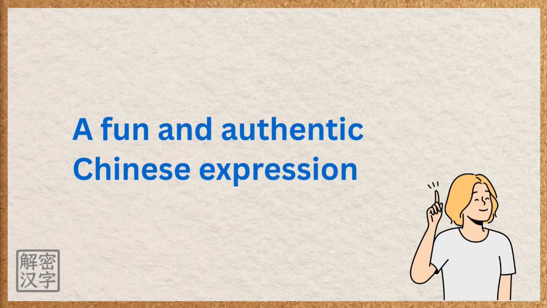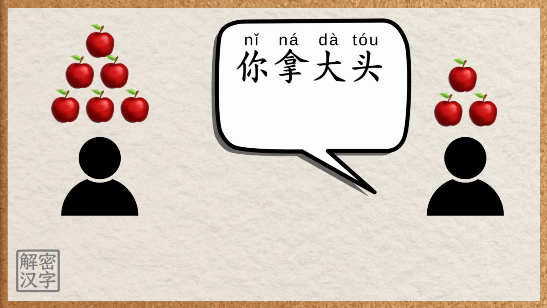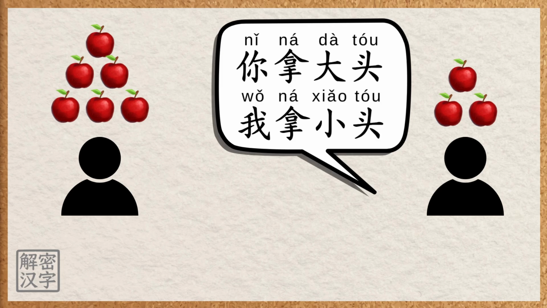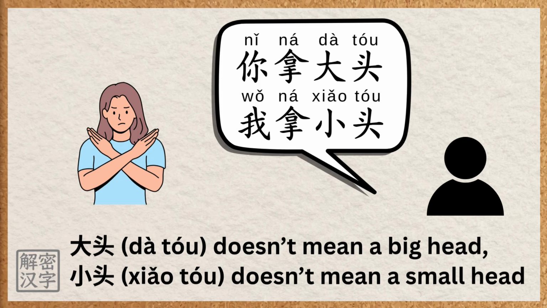Finally, let's learn a fun and authentic Chinese expression. When people split something, one person usually gets the bigger share and the other gets the smaller one. You can say, 你拿大头，我拿小头. That means, you take the bigger share, I'll take the smaller one. Haha, just remember, here, 大头 doesn't mean a big head, and 小头 doesn't mean a small head.